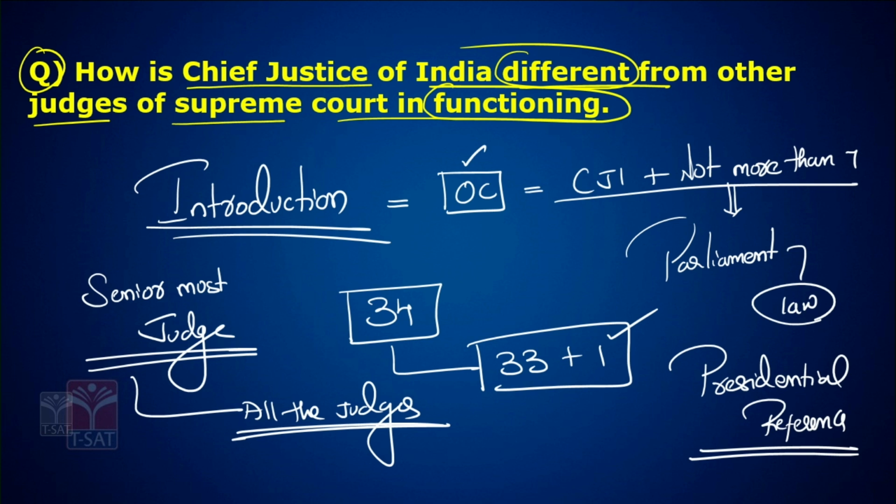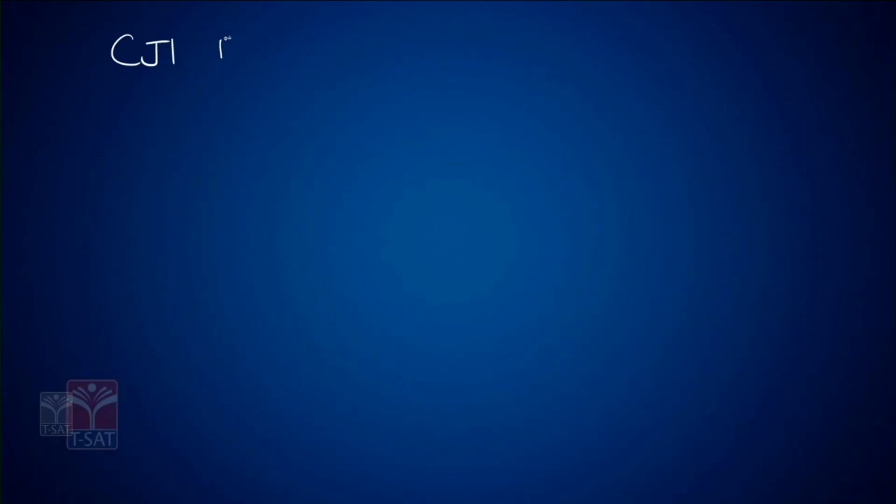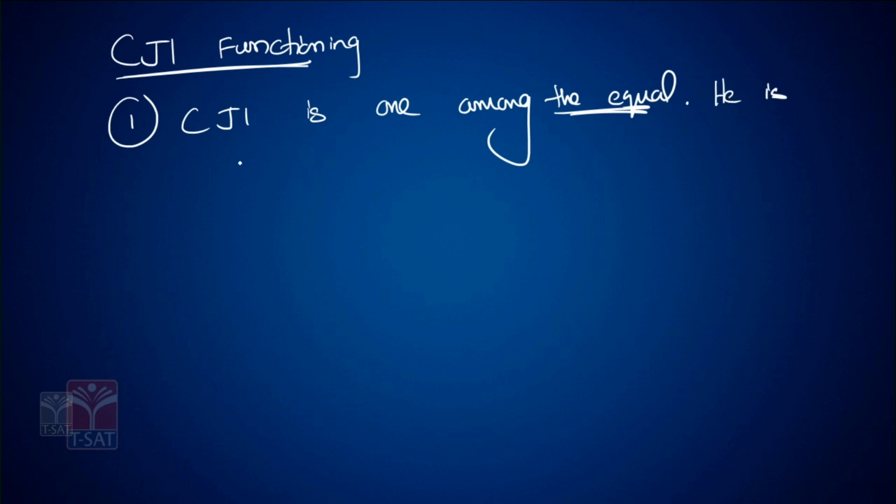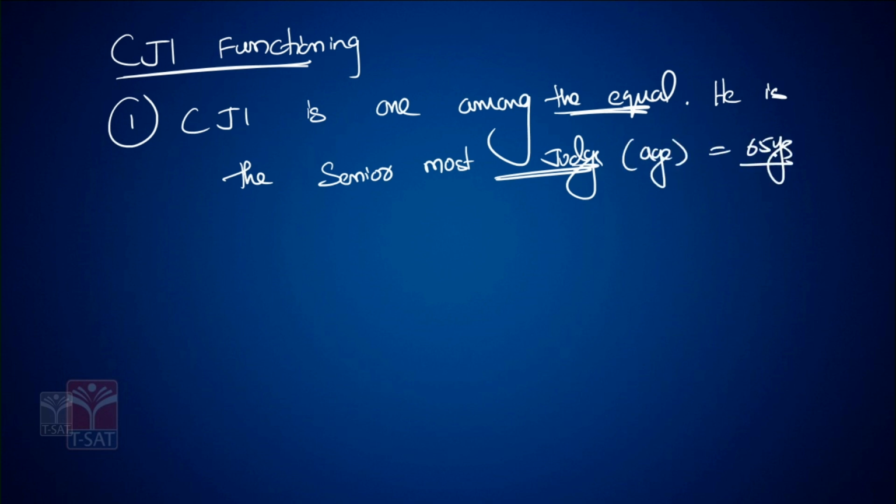The question is all about how the Chief Justice of India is different in functioning from other judges. Coming to the Chief Justice of India's functioning, let us write point-wise. Point one: the Chief Justice of India is one among equals. He is made Chief Justice because he is the senior most judge in terms of age. Retirement age of Supreme Court judges is 65 years.